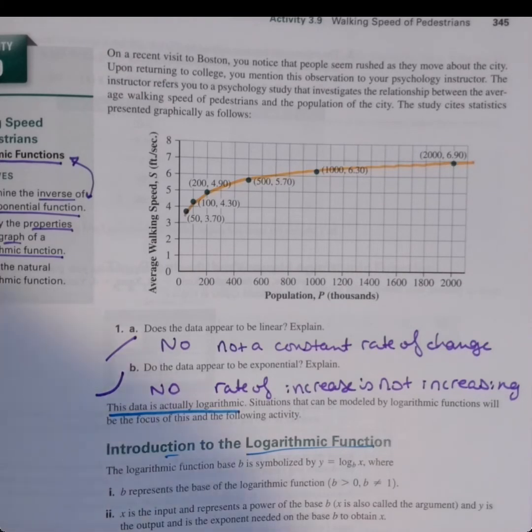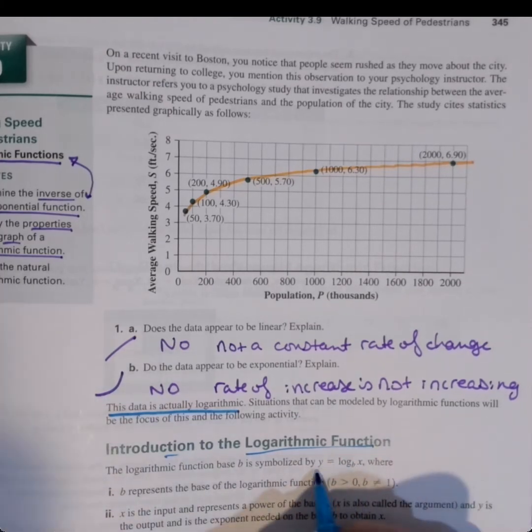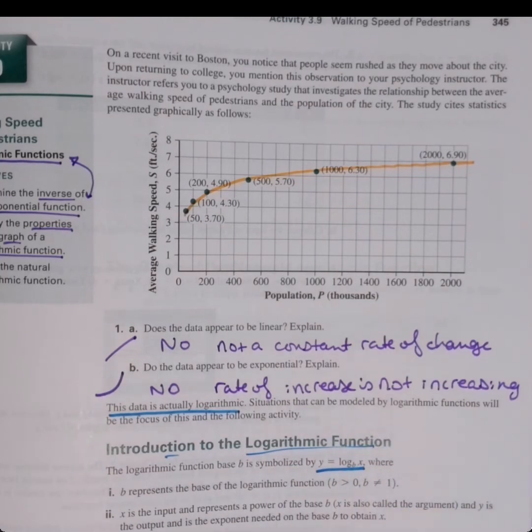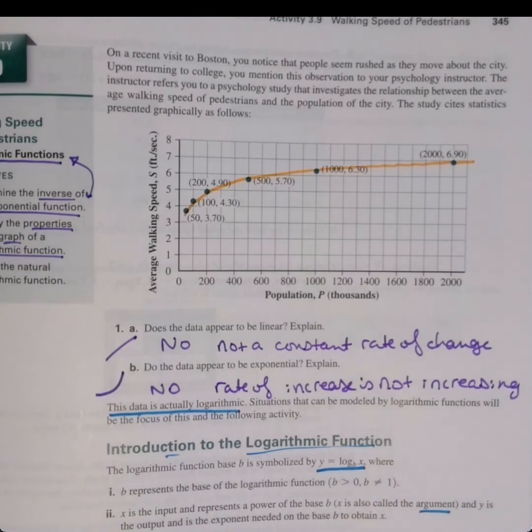We are going to be looking at the general form of a logarithmic function being y equals log base b of x, where b is the base, x is the input or argument. I often use the word argument. And the output, y, represents the power of the base b that you have to raise x to. Like I said, I usually call x the argument, which gives y, the power.